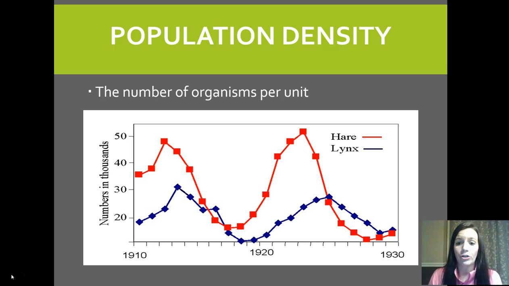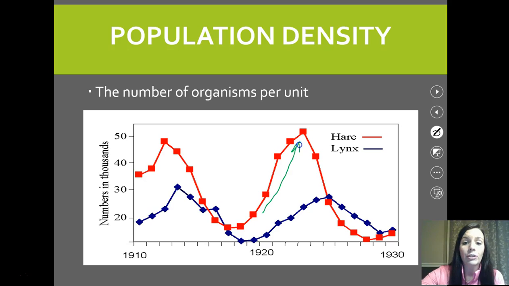So this graph here shows hare and lynx, so hare is a type of rabbit. It shows the populations going up and down, and you can see as the prey population goes up, the predator population goes up too, but then they also both decrease.